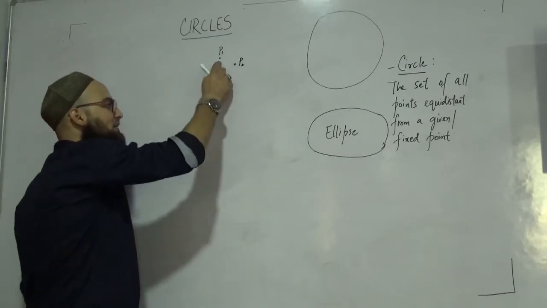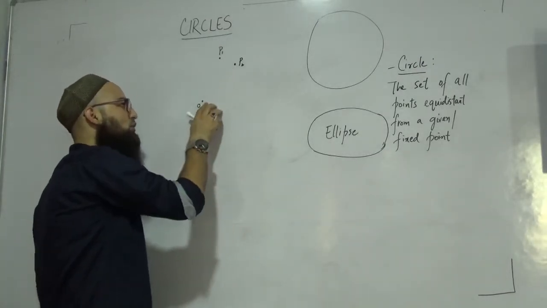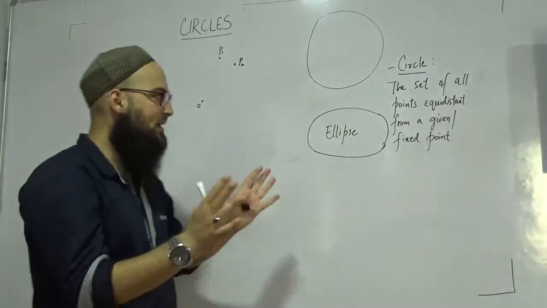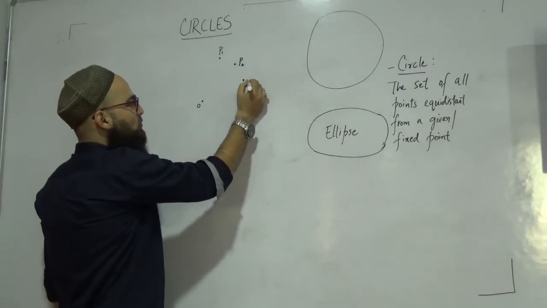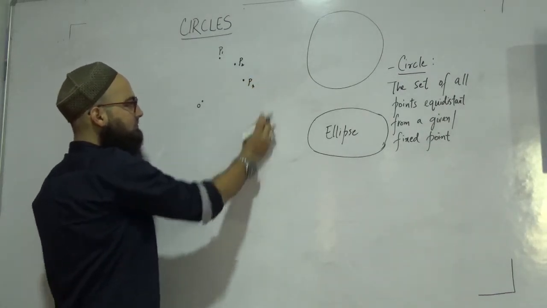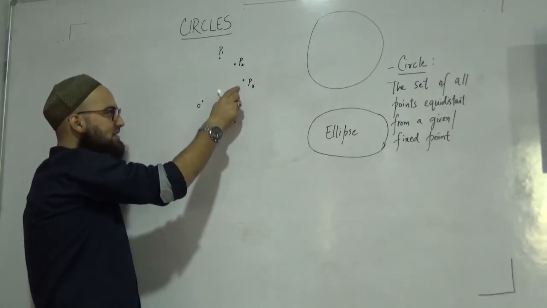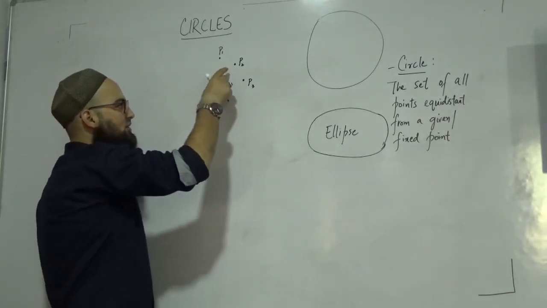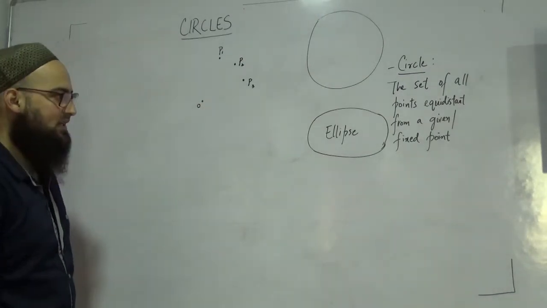जितनी distance P1 की O तक थी, उतनी ही distance P2 से O तक होनी चाहिए. इसी को कहते हैं equidistant, same distance. एक और पॉइंट लीजिए. Let me take one more point, say P3. इसकी भी डिस्टेंस, ये भी इक्विडिस्टेंट होना चाहिए, इसकी भी डिस्टेंस सेम होनी चाहिए. जितनी OP1 थी, जितनी OP2 थी, उतनी ही OP3 होनी चाहिए.